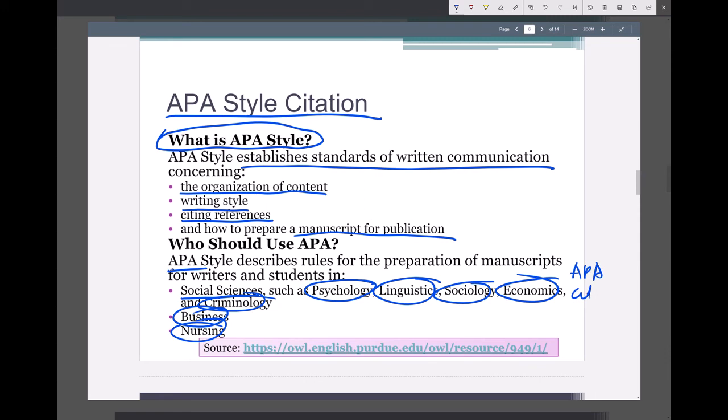If you take other courses that have MLA or Chicago or CMS, you should review these too for other courses. That will help you avoid plagiarism in any course, depending on the style.